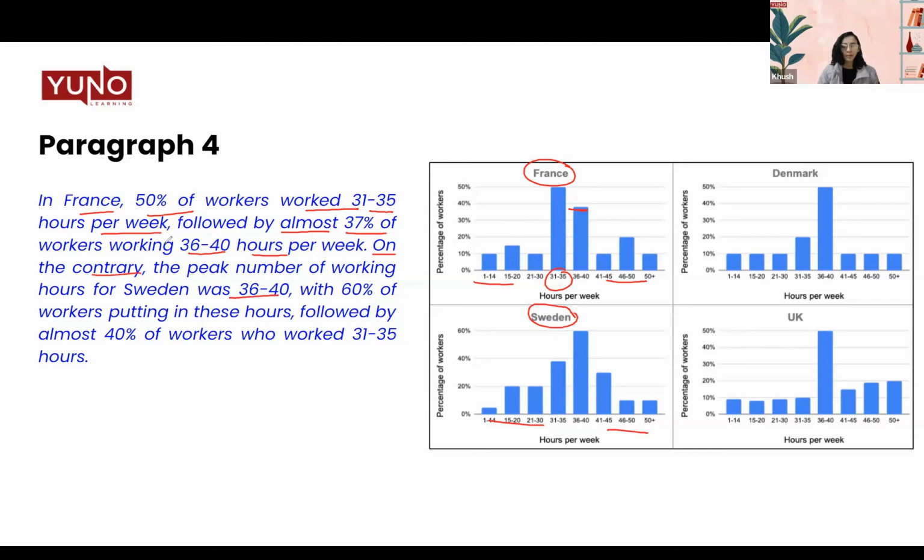Now here's a comparison I'm making, that in France it was 31 to 35, but on the contrary, in Sweden it was this, with 60% of workers putting in these hours, followed by almost 40% of workers who worked for 31 to 35 hours. So the major comparison that I've made here is the highest of this category compared to the highest of this category, and what were the different ratios. So this is how you can summarize your data altogether.